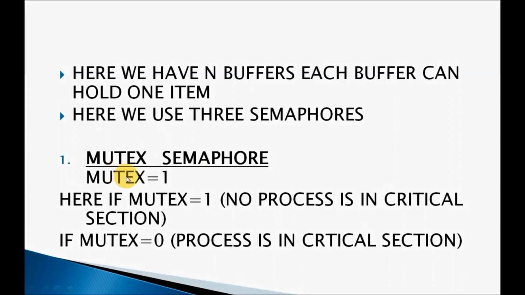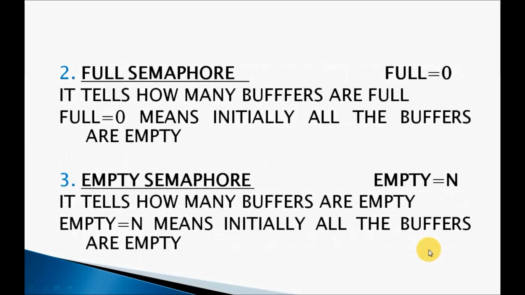See here, mutex semaphore, initial value will be 1. Remember this is very important. Mutex semaphore, initial value will be 1. Here, if mutex is 1 means you should understand that no process is executing in its critical section. If mutex is 0, process is executing in its critical section. Just remember this. Simple.